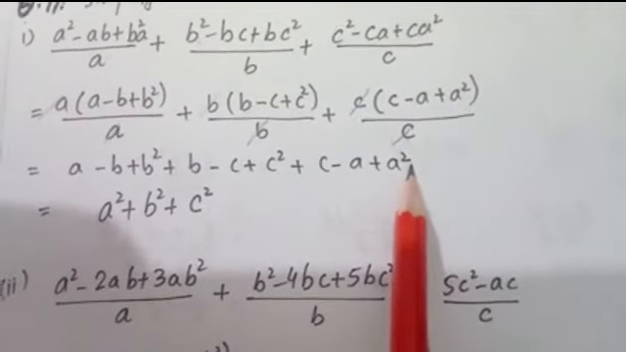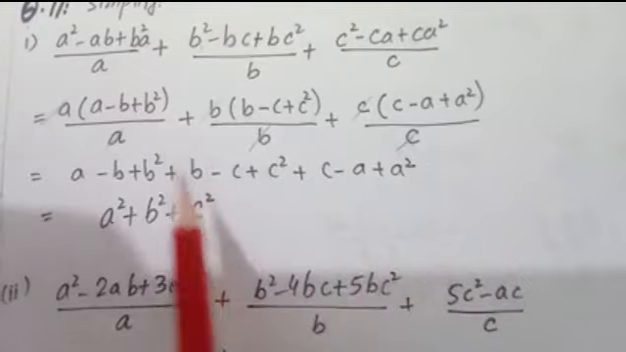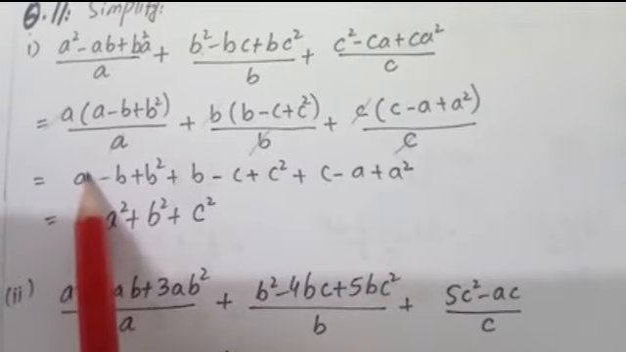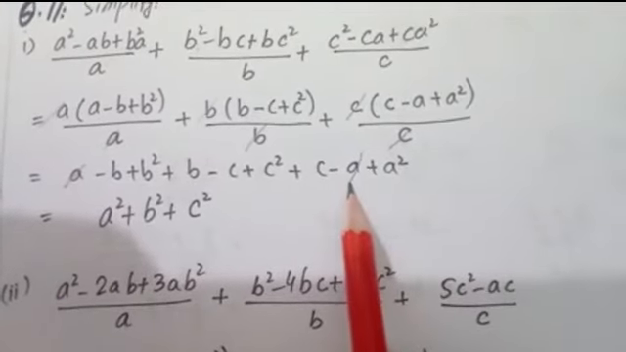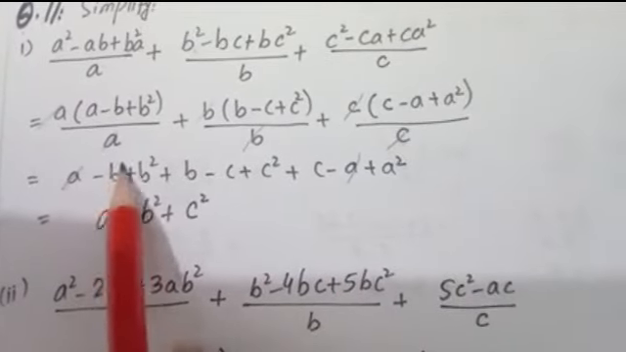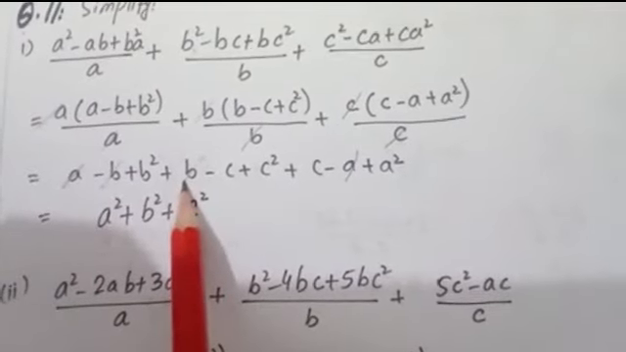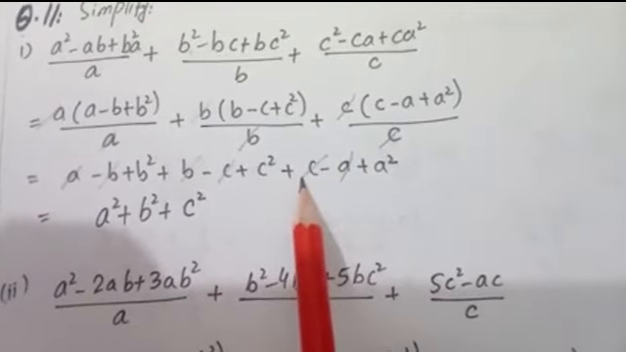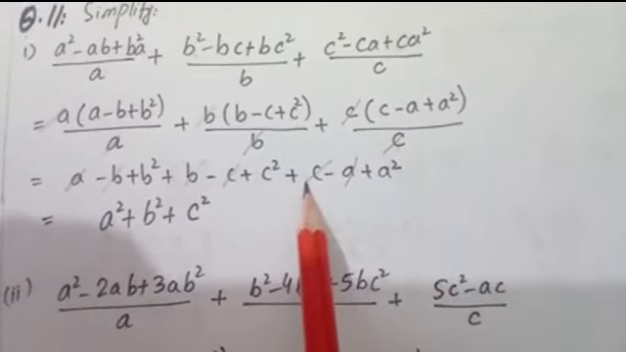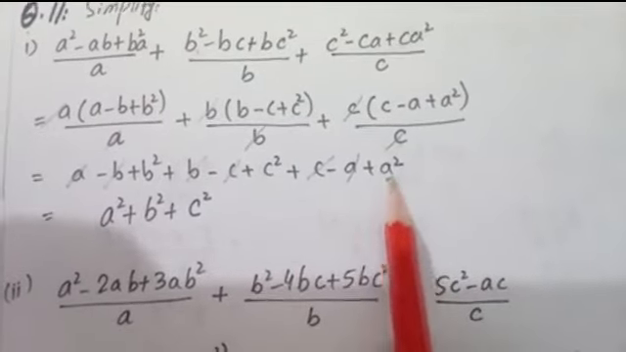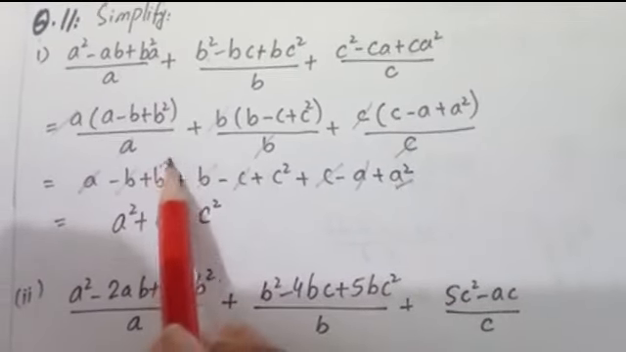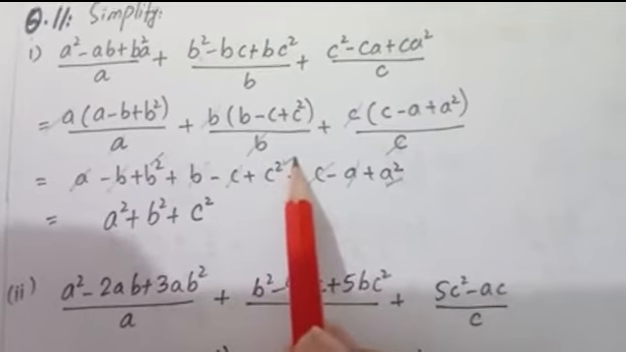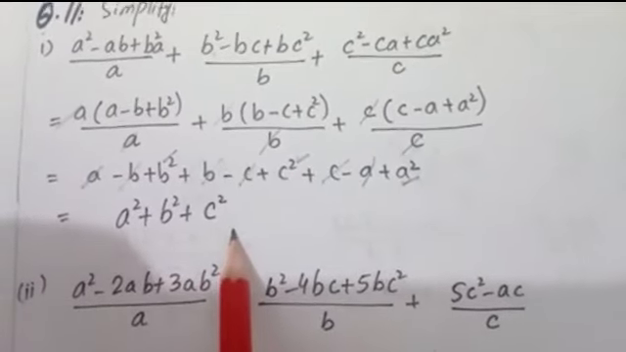Now we will cancel the similar terms with opposite signs. This is positive a and this is negative a. This will be cancelled out. This is negative b, this is positive b. This will be cancelled. This is negative c and this is positive c. So this will be cancelled. Now we are left with this a^2, this b^2, and this c^2. These three terms are left in our answer.